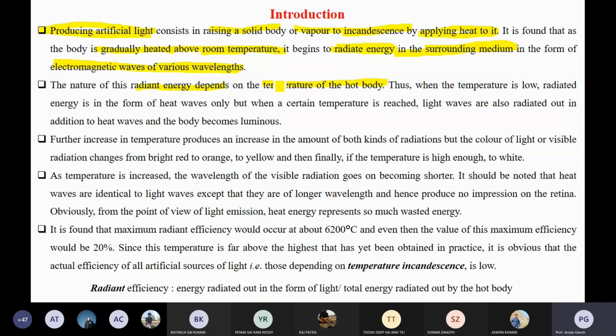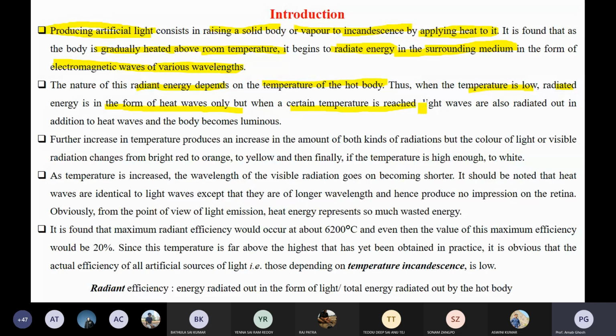Okay, so further increase of the temperature. Stepwise it is discussed. Further increase of the temperature produces an increase of the amount of both kinds of radiation, but the color of light, or the visible radiation, changes from bright red to orange to yellow, and finally to white. So when the heat energy is high enough, it will be white in color. It changes from red, orange, then yellow, then finally white.